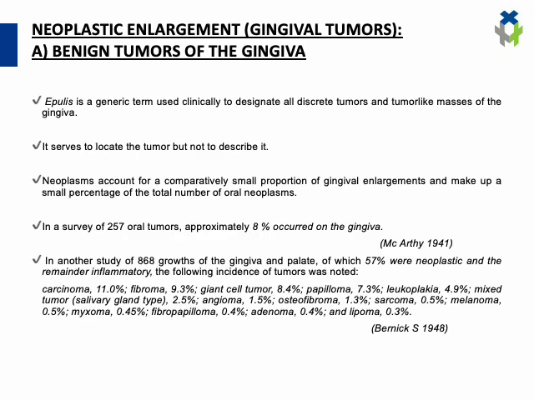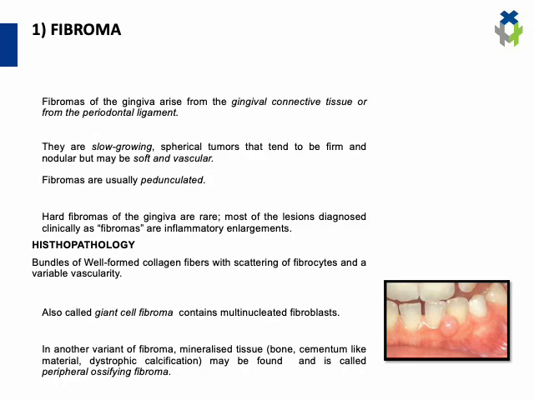Next category is neoplastic enlargement. It can be either benign or malignant. Under benign tumors of the gingiva, epulis is a generic term used clinically to designate all distinct tumors and tumor-like masses of the gingiva. First benign tumor is fibroma. Fibromas of the gingiva arise from the gingival connective tissue or from the periodontal ligament. They are slow-growing spherical tumors that tend to be firm and nodular but may be soft and vascular. Fibromas are usually pedunculated in nature.